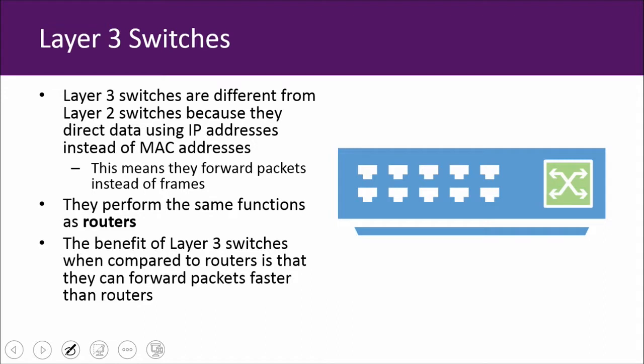Layer 3 switches are different from layer 2 switches because they direct data using IP addresses instead of MAC addresses. Okay, so they forward packets instead of frames. They can perform all of the same functions as routers, but they're not routers. The benefit of using a layer 3 switch versus a router is that they can actually forward packets faster than routers. And detailing how this is done is a little bit beyond the scope of this course. But if you're interested, once again, take that initiative and go ahead and Bing it, right?